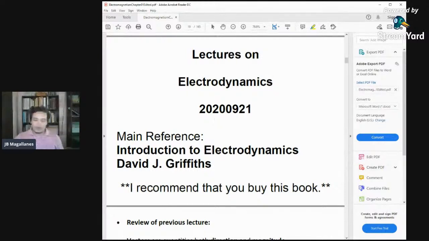Our main reference is again Introduction to Electrodynamics by David J. Griffiths, and I recommend you to buy this book because the details of our lectures are found in this book, and most of the materials in this lecture are taken from this book.